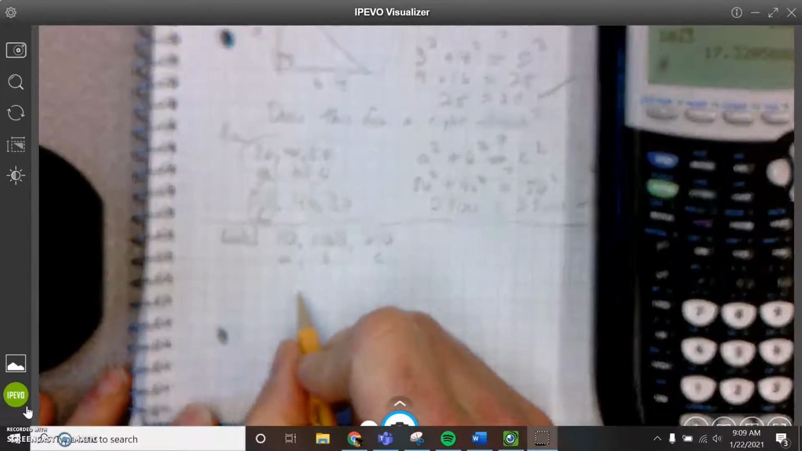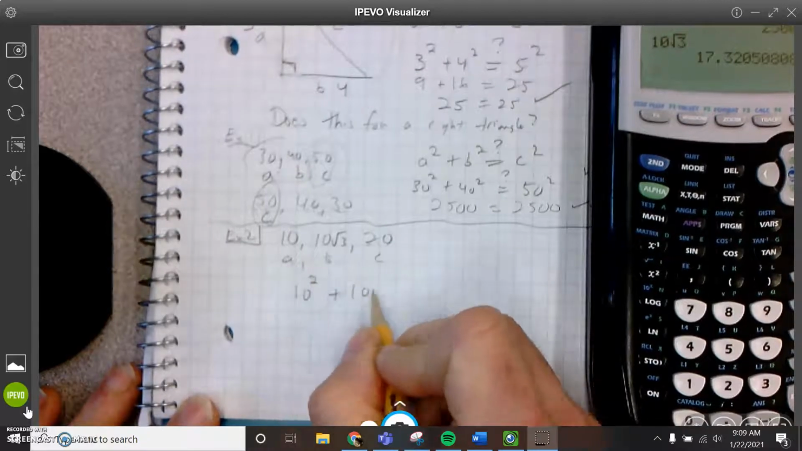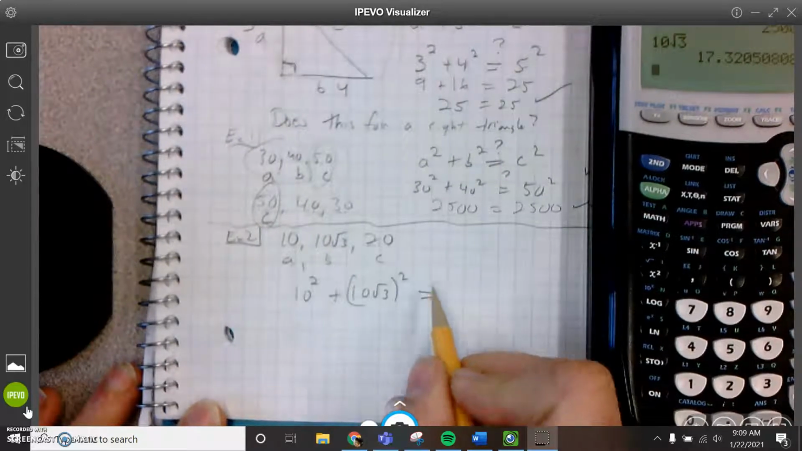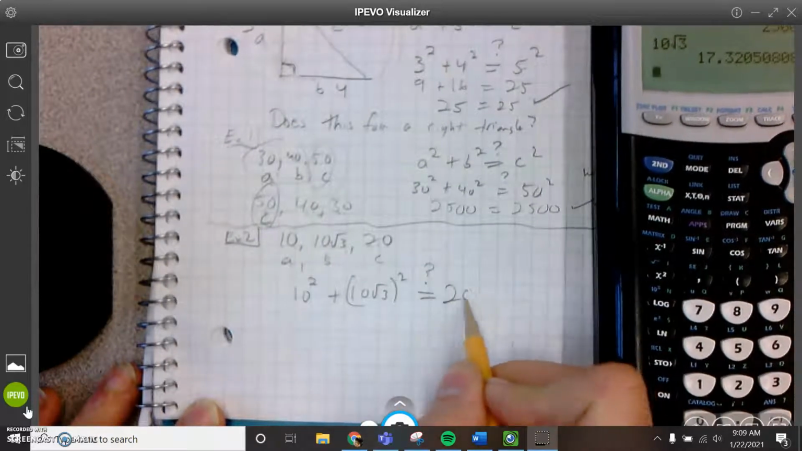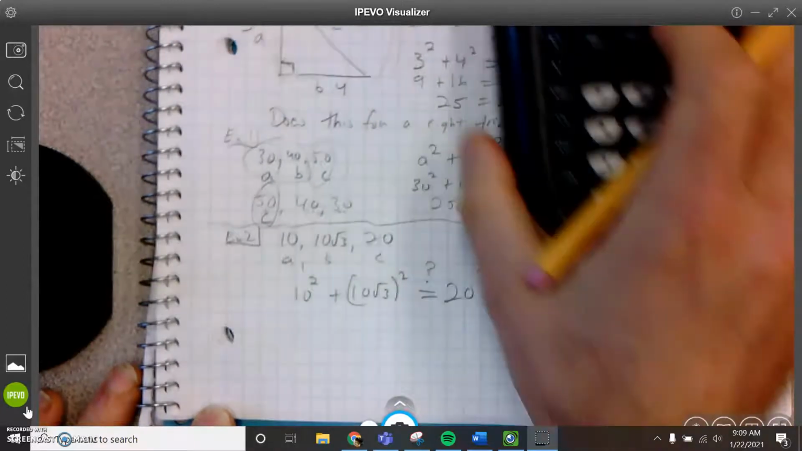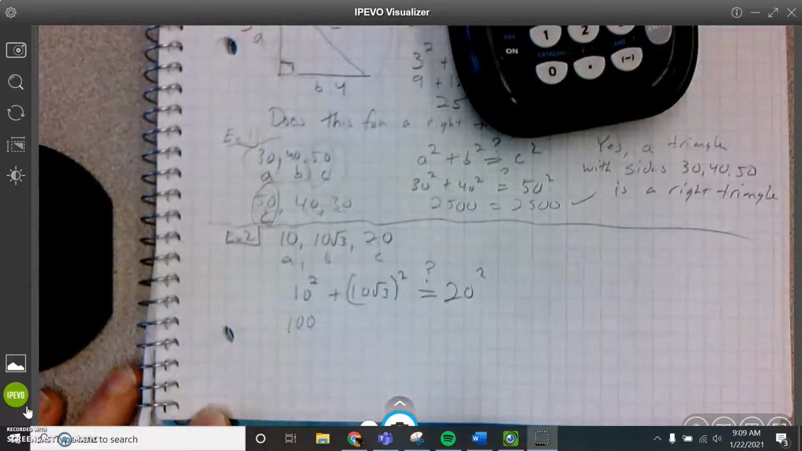So I'm going to set it up. Does 10 squared, A squared, plus 10 radical 3 squared, does that equal 20 squared? I don't know. Okay. So 10 squared, 10 times 10 is 100.